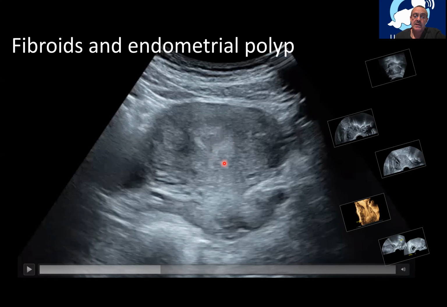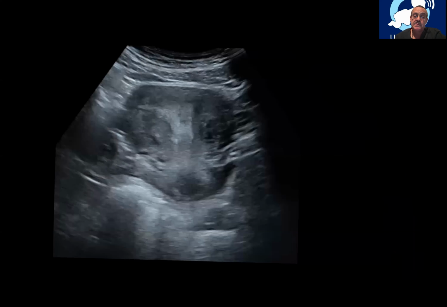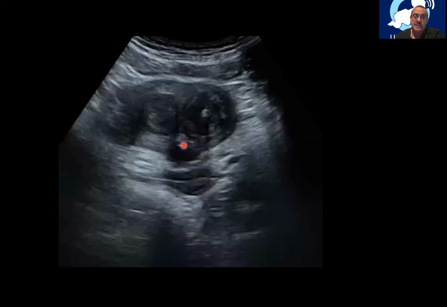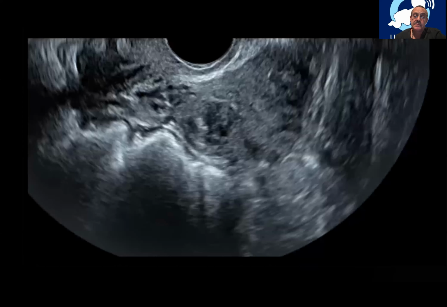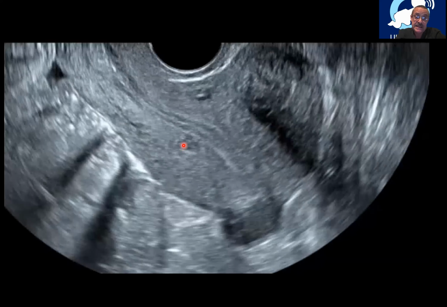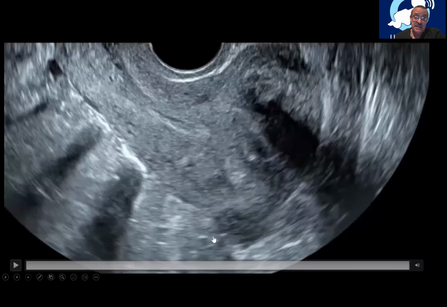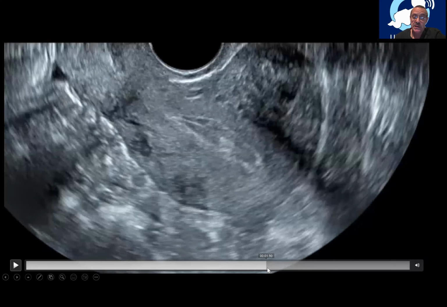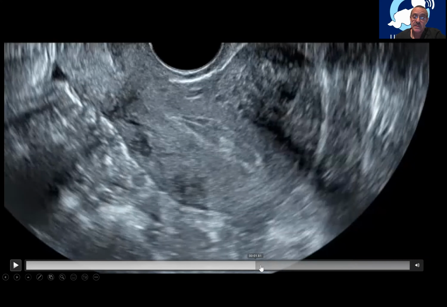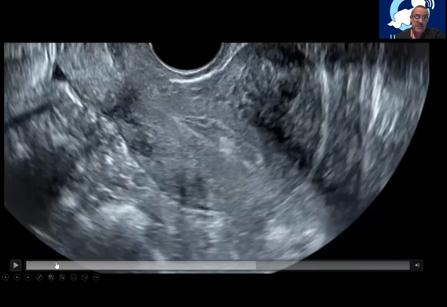This is not regular. See? This is not a triangle-shaped endometrial filling. Those are the fibroids. The fibroids again, and in this vaginal view, you can actually see the endometrial mass.